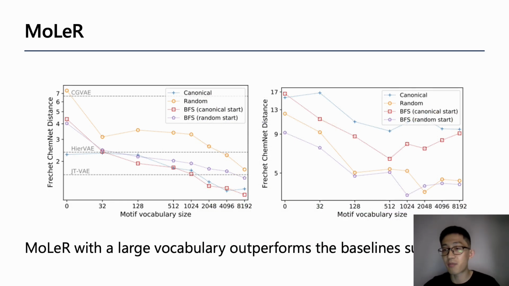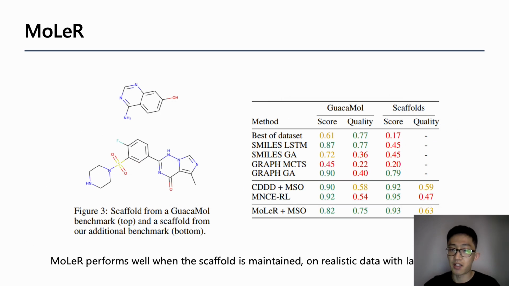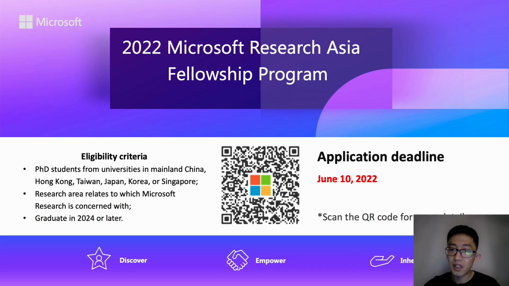So here are some benchmark results. It really performed quite well. And especially when we want the scaffold to be maintained during the generation, which is somewhat the task that is quite realistic, and the score is pretty amazing for this task. So those are pretty much what I wanted to share today.